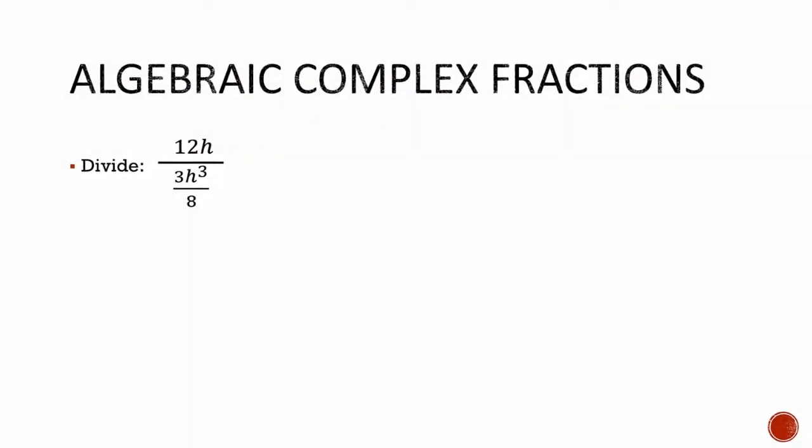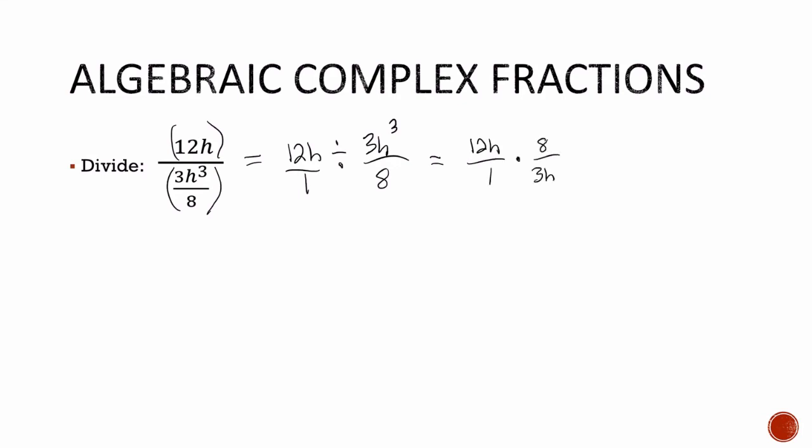Okay, this will be our last example, and we have 12h in the numerator divided clearly by a fraction. So let's write this out. 12h is divided by 3h to the third over 8. Well, I'm looking at 12h, and it doesn't look like a fraction, so I'll put a 1 under it, treat it just like a whole number. The next step is I want to turn everything into a multiplication problem.